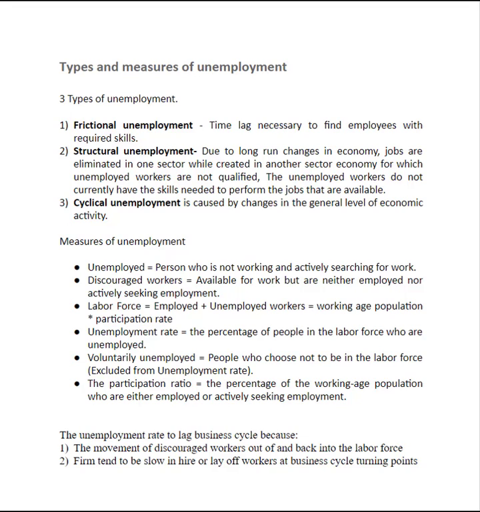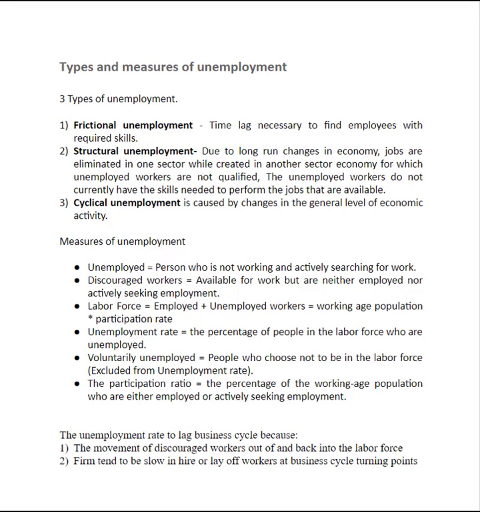So there are terms which are used in computing the unemployment rate, such as labor force. Even though they look very much the same, there is a subtle difference between these terms. An unemployed person is someone who is not working but actively searching for work, whereas a discouraged worker is available for work but is neither employed nor actively seeking.